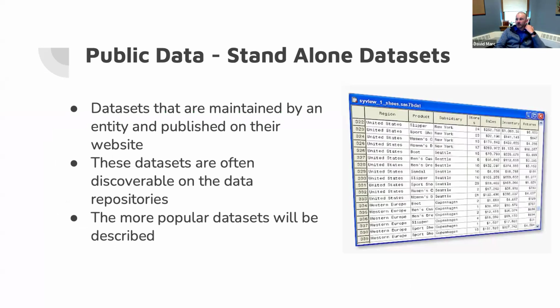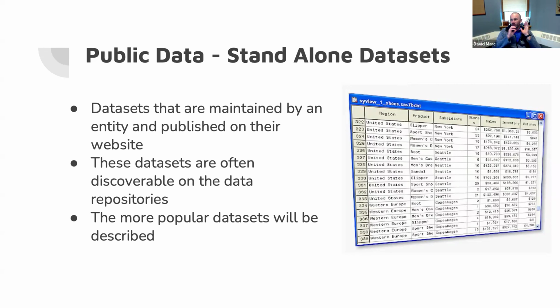There's also standalone data sets. So these are data sets that are maintained by an entity or a publisher, and it's made available on their website. I'll show you some examples here in a moment, but County Health Rankings is one of those. Now, these data sets are often discoverable on data repositories. So if you go to data.gov or Google Dataset Search, you might find them there. But you can also just find them by going directly to those websites.